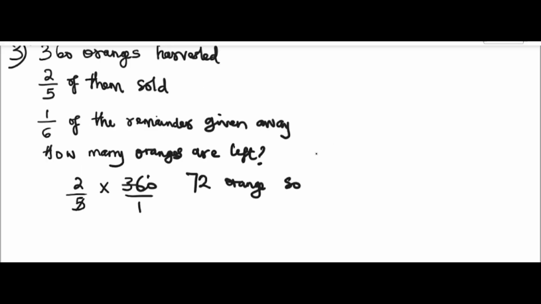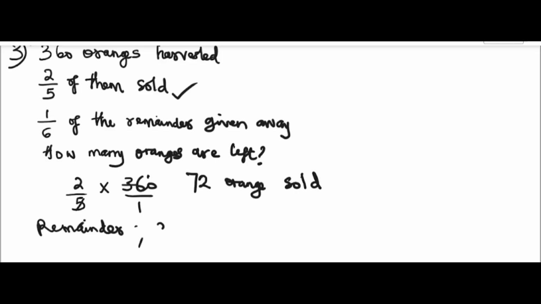Now, having written that down, the next sentence there says 1/6 of the remainder. But this 72 oranges is the oranges sold. So before we can work on the next information, we need to find the what? The remainder. A woman took 360 oranges to the market, she sold 72. How many oranges are left?